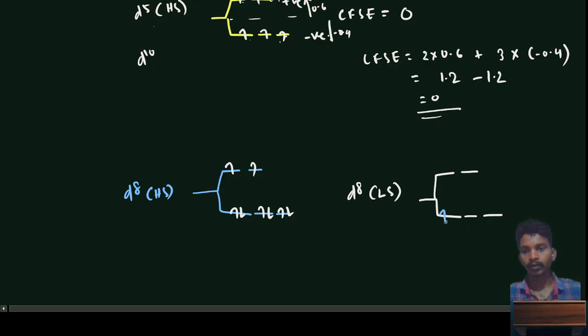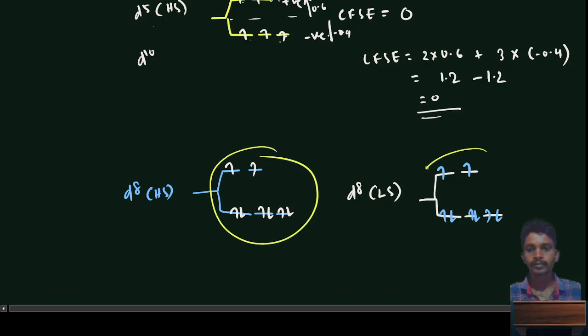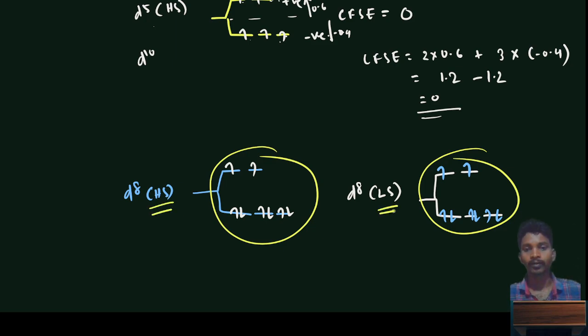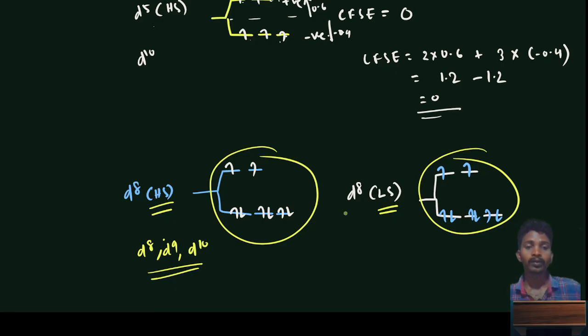Here also you see 1, 2, 3, 4, 5, 6, 7, and 8. See that the electron distributions are the same. So whether high spin or low spin, in both cases the electron distribution is the same. That's why we say D8, D9, or D10 will not apply to low spin or high spin, because in both cases we get the same electronic configurations.